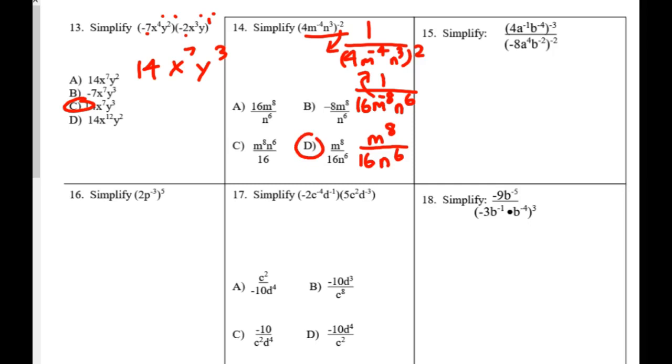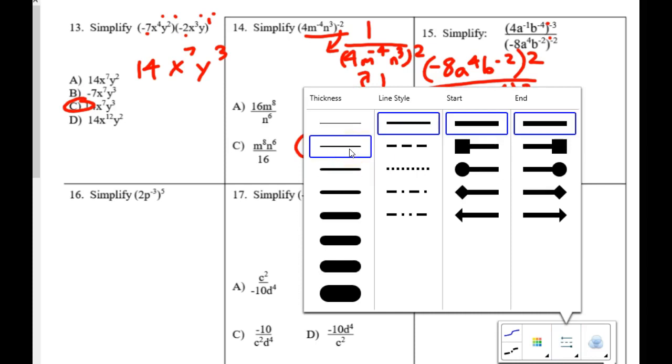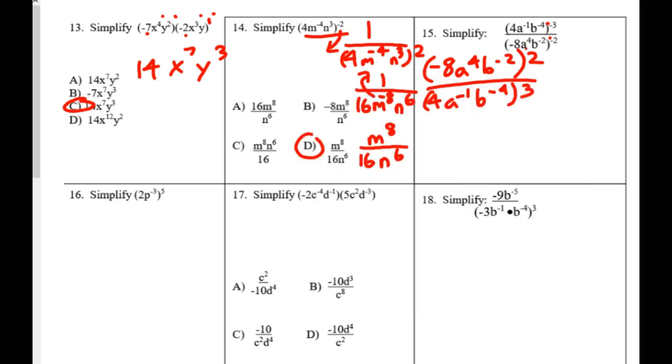Alright. So these negatives mean we're going to flip this. So let's rewrite this. Negative 8, a4, b negative 2 squared on top of 4a negative 1, b negative 4 cubed. You flip it, get rid of those negatives. Okay, so we're going to distribute this 3.